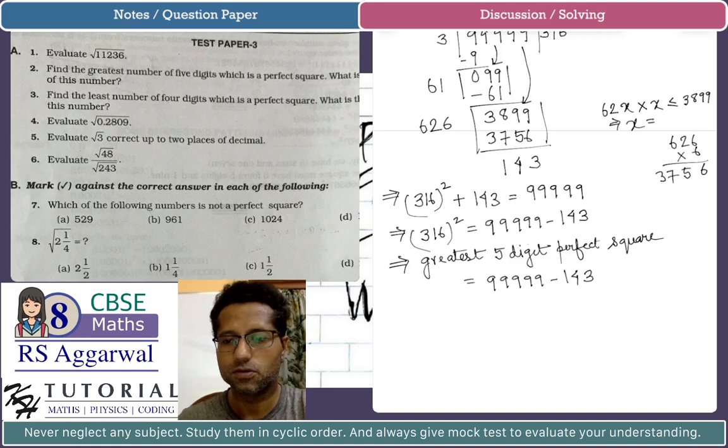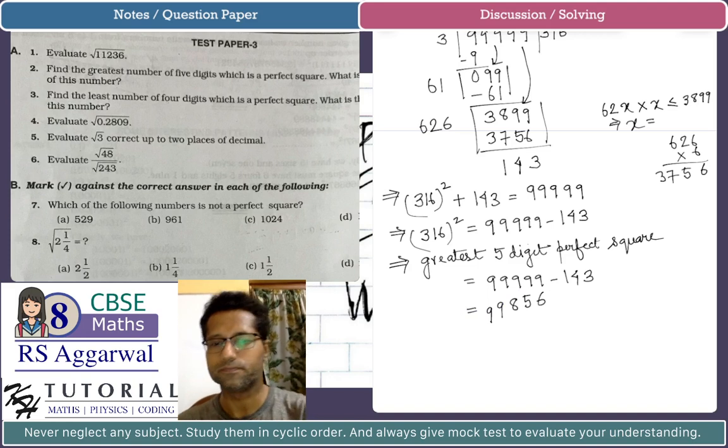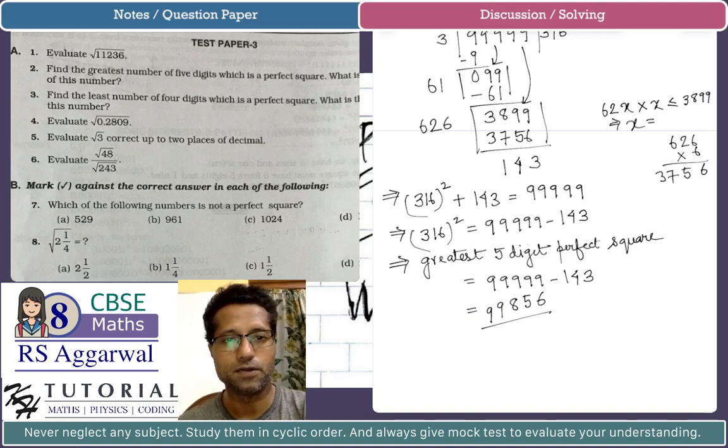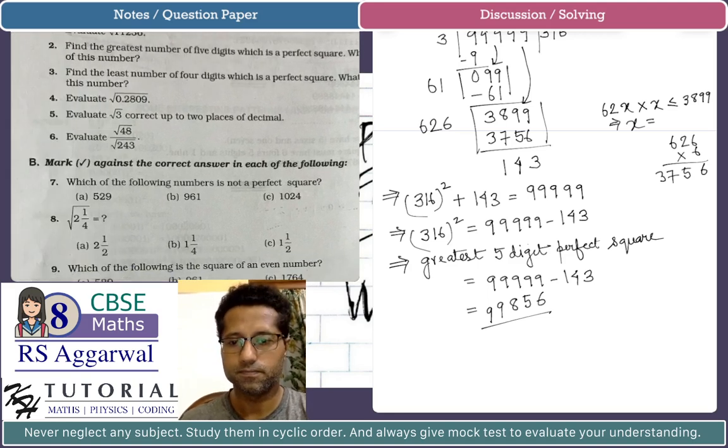So this is equal to, we have to find, this is 6, this is 5, this is 8, 9, 9. So 99856 is the greatest 5-digit perfect square. So this is the first part of the answer. The question has two parts: find the greatest number of 5 digits which is a perfect square, and what is the square root of this number.